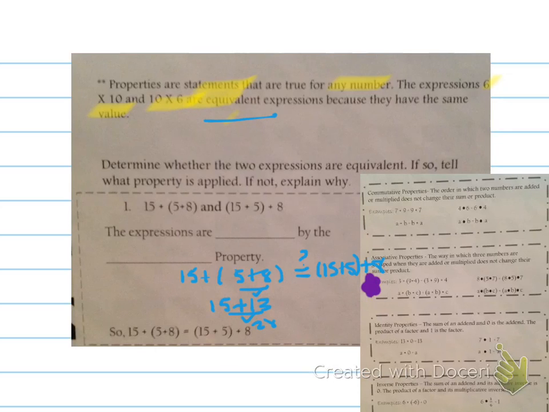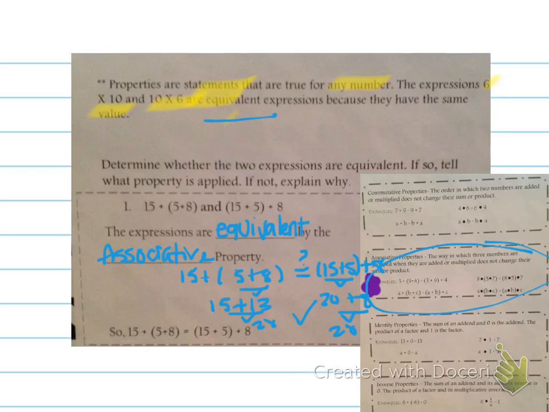So let's go over to this other side. Here, order of operations tells us to add 15 plus 5 first, which is 20. Bring down the 8. 20 plus 8 is 28. The left side of the equal sign matches the right side of the equal sign. So the expressions are equivalent by the associative property, which is what we saw over here. So 15 plus 5 plus 8 is equal to 15 plus 5 plus 8 with the parentheses in different spots.